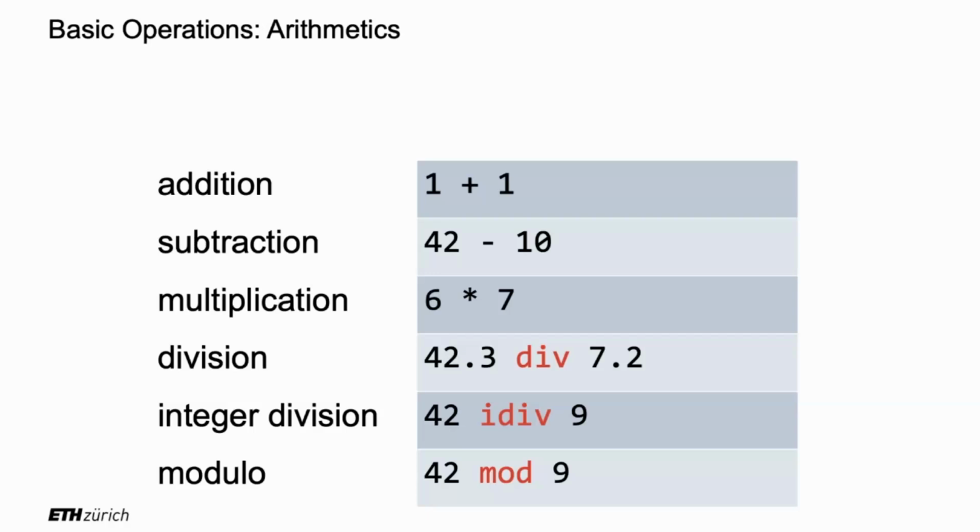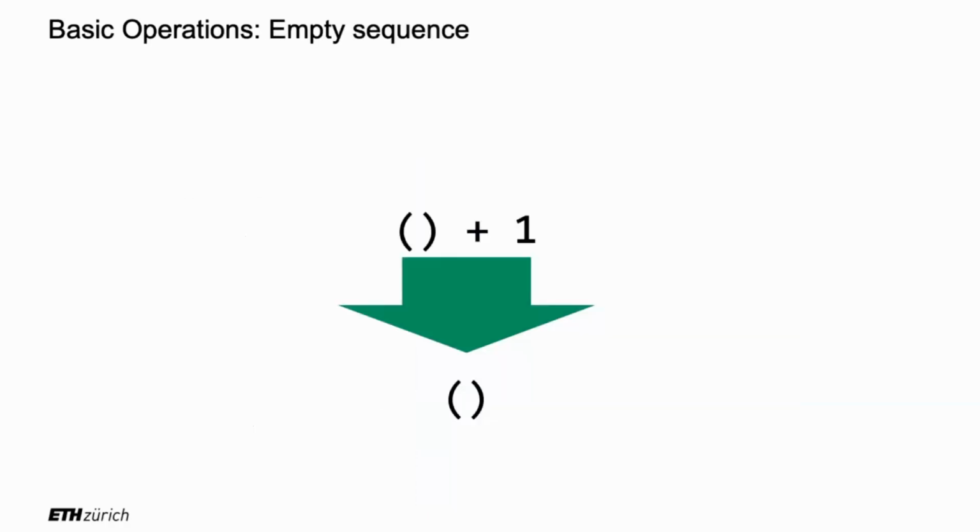The sequences can be empty, or they can have more than one item. So the problem is that what's on the left of the plus and on the right of the plus doesn't need to be one item. It could be empty or it could be more than one. So it means that JSONiq also needs to tell you what happens if that's the case.